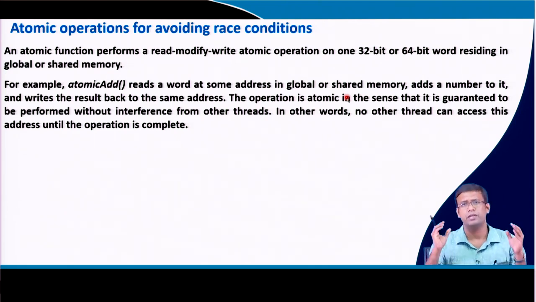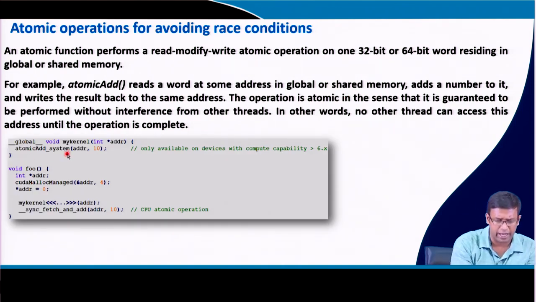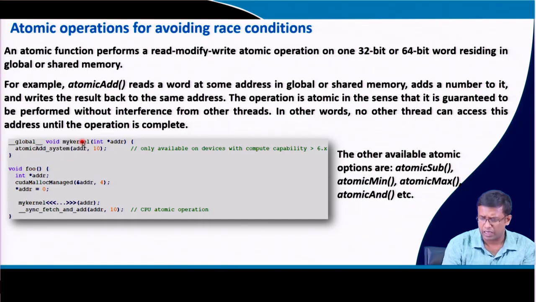We have looked into atomics, where many threads try to modify the same memory element. So in order to avoid conflict, they are done in an atomic way. So there is a sequentiality among the threads, each thread one by one writing to that memory location. And you can see this atomic add system, where at this address, each thread comes and adds 10 with this atomic add. After the kernel is launched, there is a synchronization which ensures that this atomic add has been done correctly. The other operations are atomic sub, atomic min, atomic max, etc.